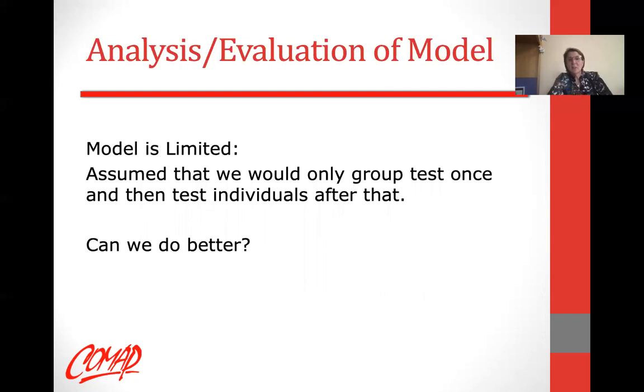And then we can also go back and say, you know, this model is limited. Assume that we would only group test once and then test individuals. Could we do better? Maybe students already thought about this and put the idea on the back burner and said, wait, why do we have to test every single individual? Can't we do something a little more complex with our group that tested positive? Can't we subdivide them into groups?